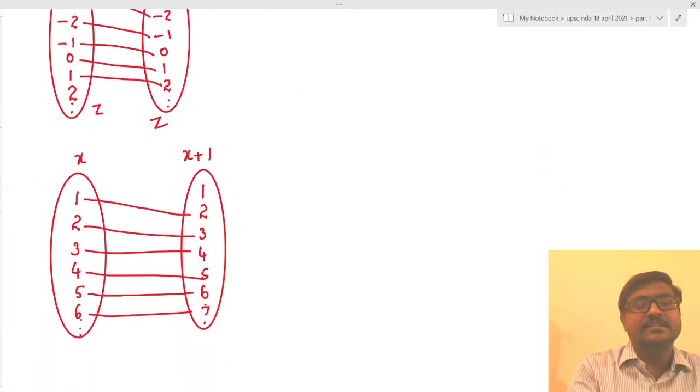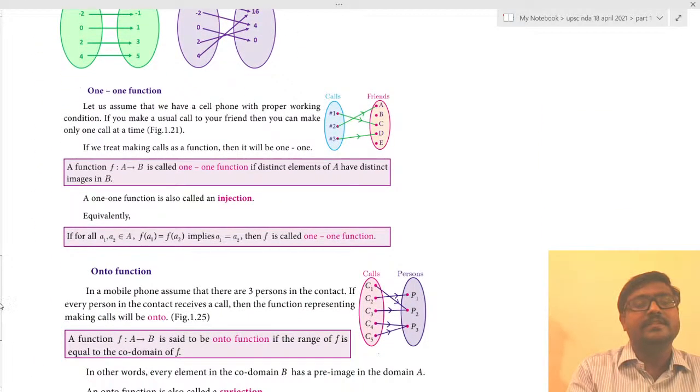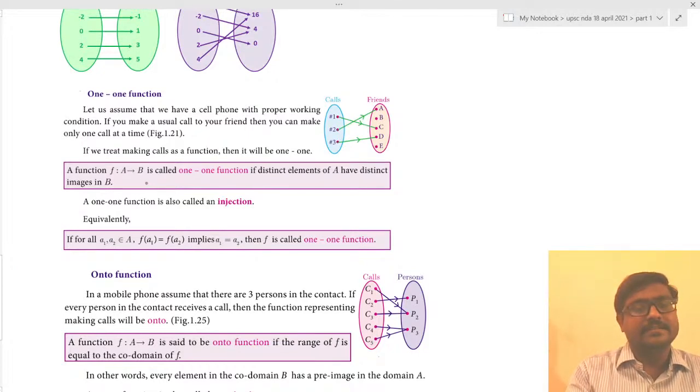This is a little theoretical subject actually. What is a 1-1 function? It is called a 1-1 function when a distinct element of A has a distinct image in B. 1 will have C as an image. 2 will have A as an image. 3 will have D as an image. So when each object has a distinct image, then we call it a 1-1 function.